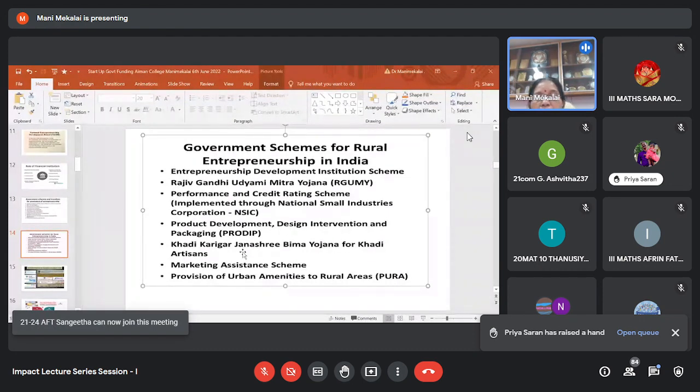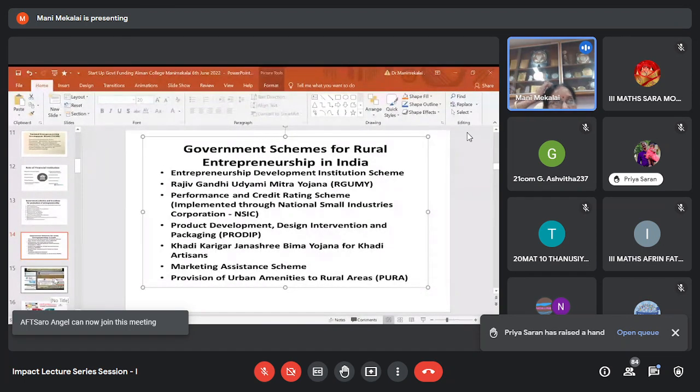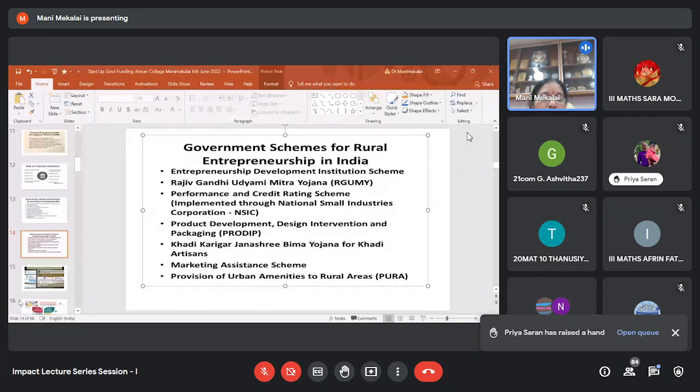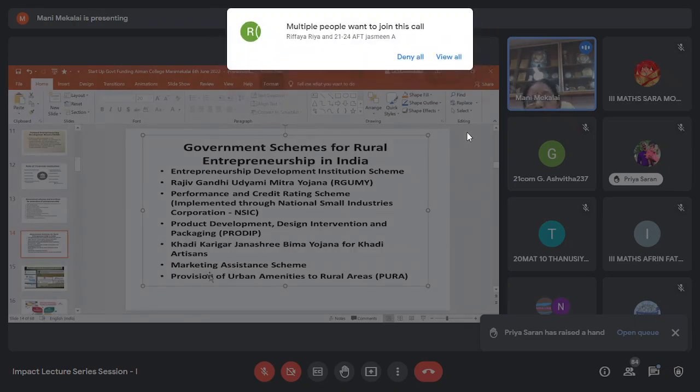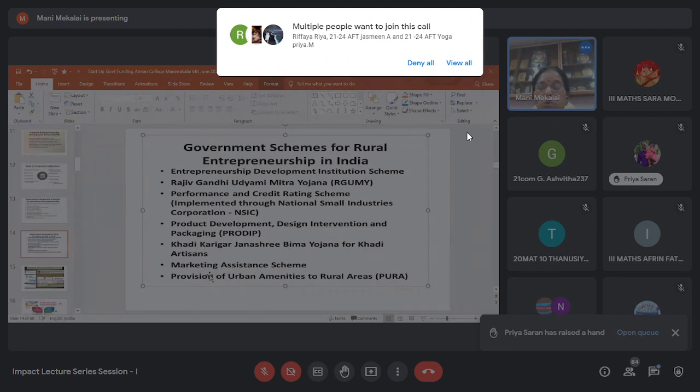And similarly, marketing support and urban amenities and rural waste. That PURA concept of our great president, Dr. Abdul Kalam, he was talking about how urban areas alone are benefited with the government schemes, but the urban amenities must be provided to rural areas. That is called PURA.